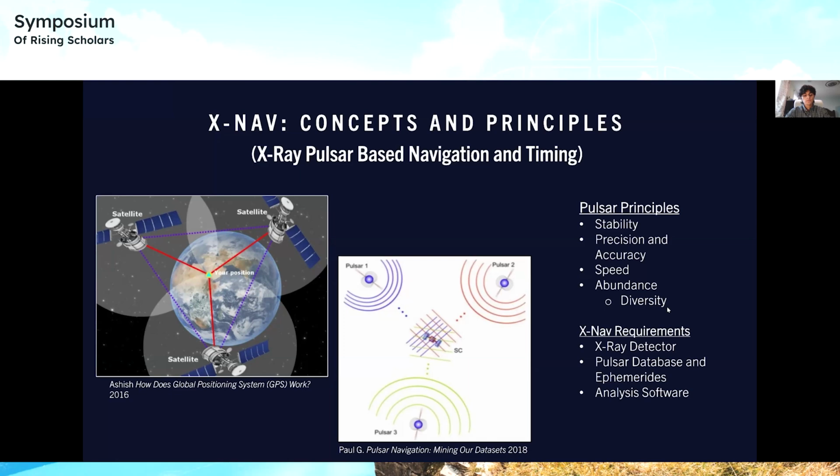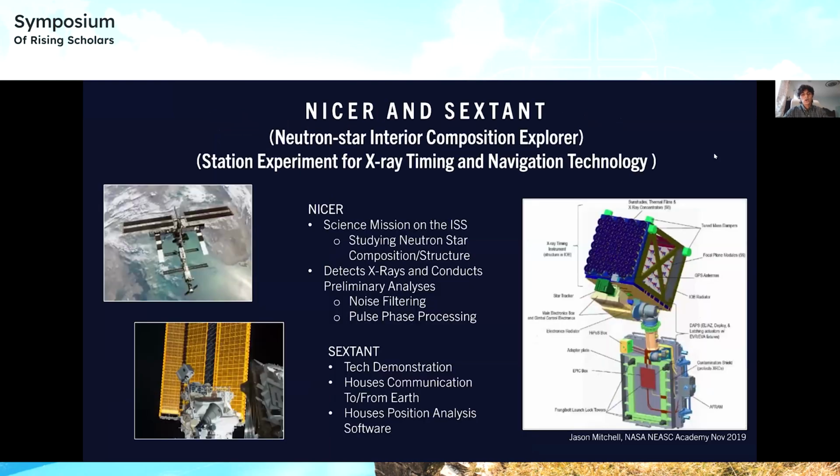All right. So XNAV requires 3 things. It requires 1, an X-ray detector to actually pick up the emissions from all these pulsars. 2, it requires a pulsar database and ephemerides. It needs to have that in its own system. And 3, it needs an analysis software system, which does all the comparisons between what our predictions are and what we're actually looking at to figure out where we are.